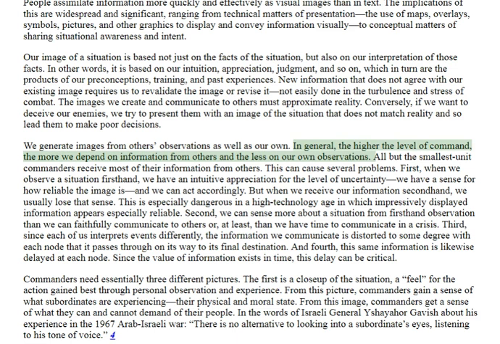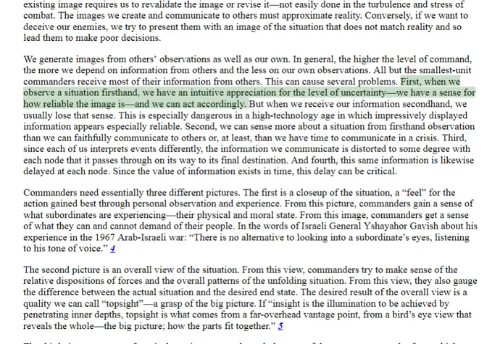In general, the higher the level of command, the more we depend on information from others and the less on our own observations. All but the smallest unit commanders receive most of their information from others. This can cause several problems. First, when we observe a situation firsthand, we have an intuitive appreciation for the level of uncertainty, have a sense for how reliable the image is, and we can act accordingly. But when we receive our information second-hand, we usually lose that sense.